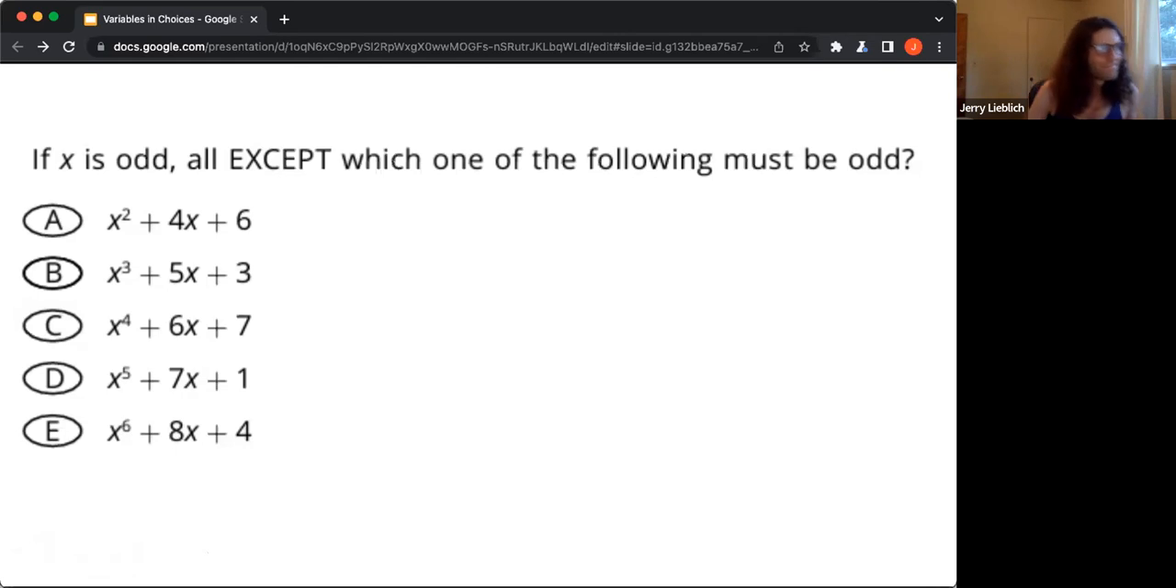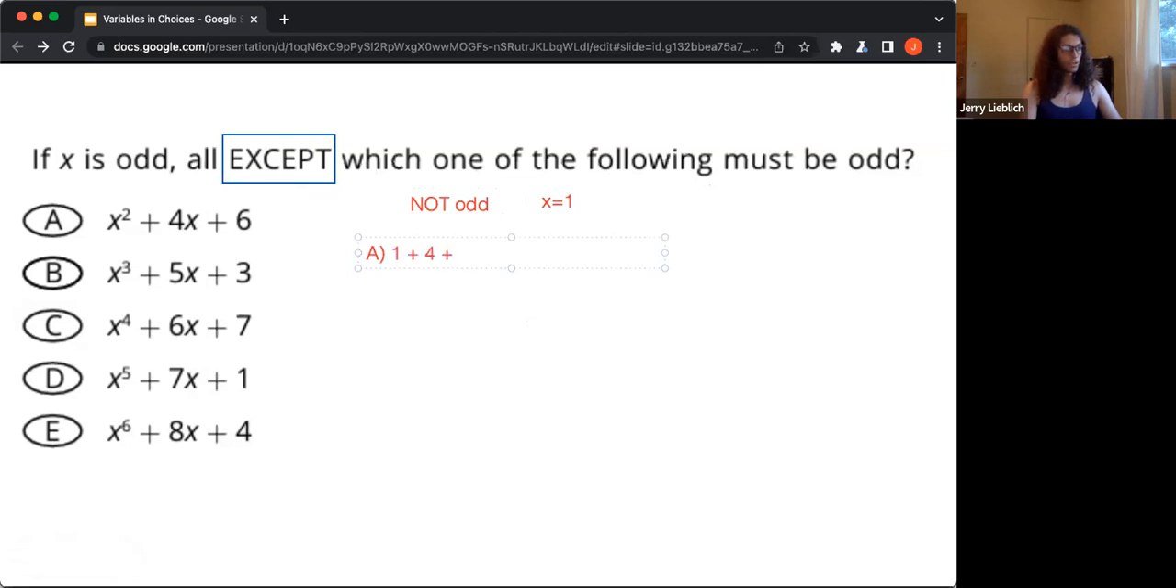Okay, so we're told x is odd, all except which of the following must be odd. Whenever I see one of these except things, I find it helpful to write on my page what my goal is. So I'm looking for something not odd. That's my goal. And all right, these look pretty annoying. So to make it easier, I'm going to plug in x equals 1. That'll make these calculations a lot simpler.